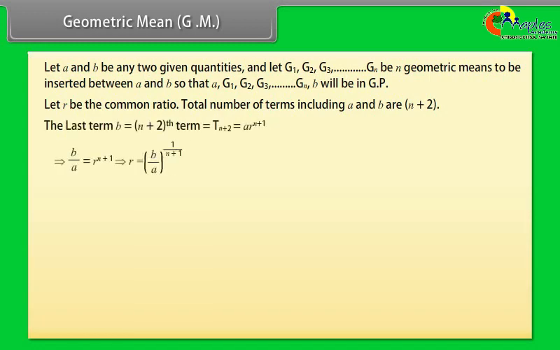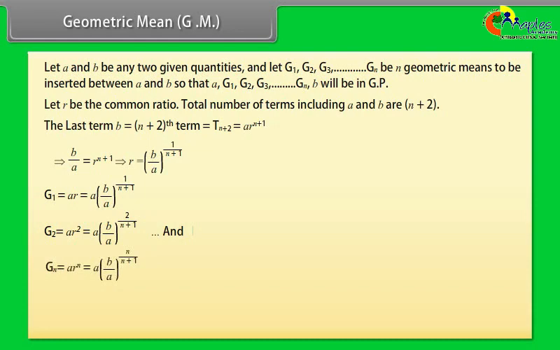The last term b is a into r raised to n plus 1, so r is b by a raised to power 1 by n plus 1. G1 is equal to a into r is equal to a into b by a raised to power 1 by n plus 1. G2 is equal to a into r square is equal to a into b by a raised to power 2 by n plus 1. And so on. And Gn is equal to a into r raised to the power n is equal to a into b by a raised to power n by n plus 1.